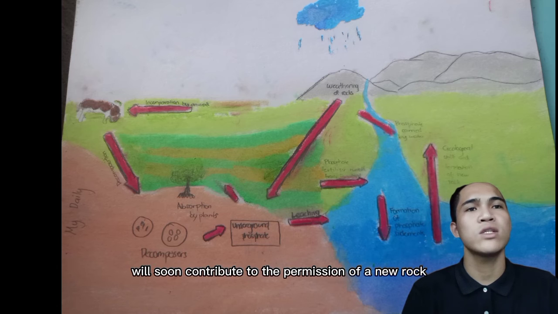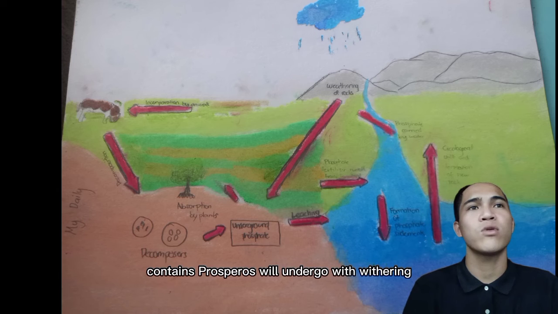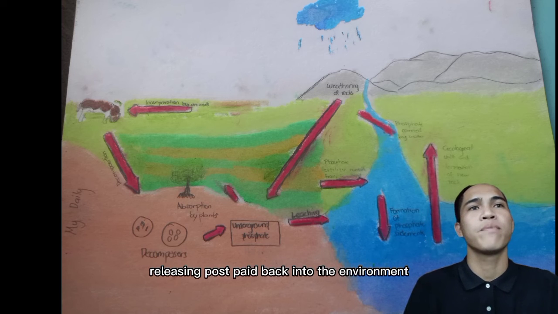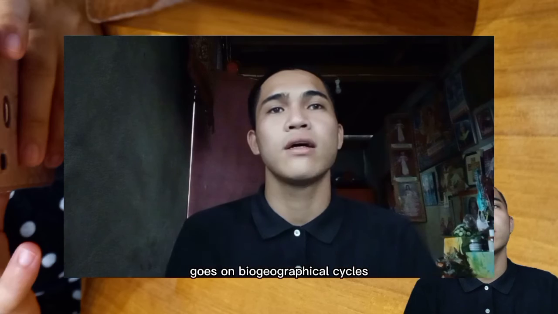This process will soon contribute to the formation of a new rock. Then, the new rock, which contains phosphorus, will undergo weathering, releasing phosphate back into the environment. And then, the phosphorus cycle goes on.